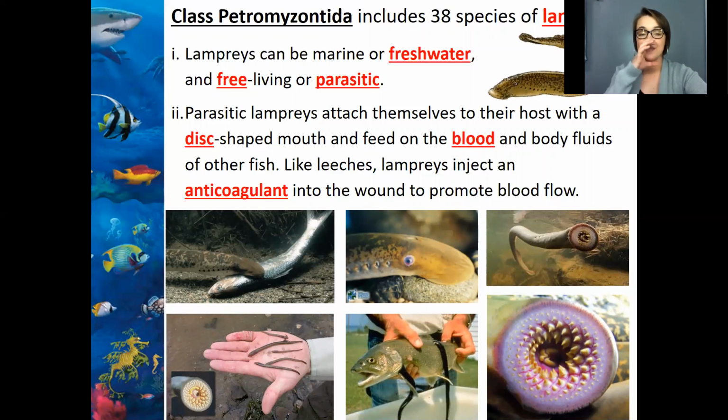And then they are going to have that mouth. You can see the picture down at the bottom. That almost looks like a ring or a disc. And it has all of those teeth. It'll latch on, and then it actually feeds on the blood and body fluids of whatever poor unfortunate soul it has attached to. So very similar to leeches. They're like the original leech.